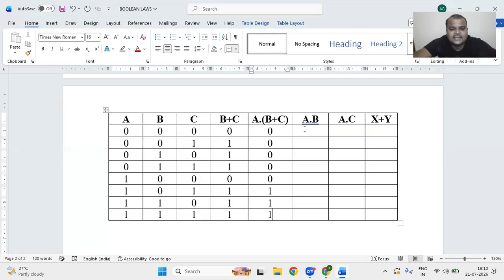Okay, next A into B. 0 into 0, these two columns you have to multiply. 0 into 0, 0. 0 into 0, 0. 0 into 1, 0. 0 into 1, 0. 1 into 0, 0. 1 into 0, 0. And 1 into 1, 1. 1 into 1 is 1.